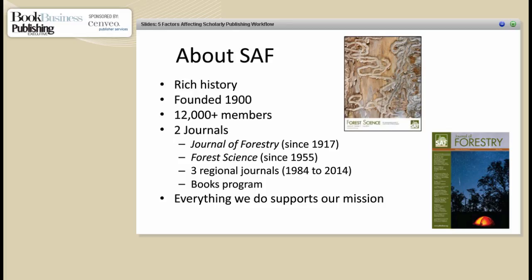2 of them are currently still being published. We published the Journal of Forestry, which has been around since 1917, and Forest Science since 1955. We previously had 3 regional journals that were focused on specific U.S. geographic areas, and in 2014 those folded into Forest Science. In addition to that, we also do publish books, and we're focusing on revamping our books program right now. But we also publish conference proceedings and other scholarly content.